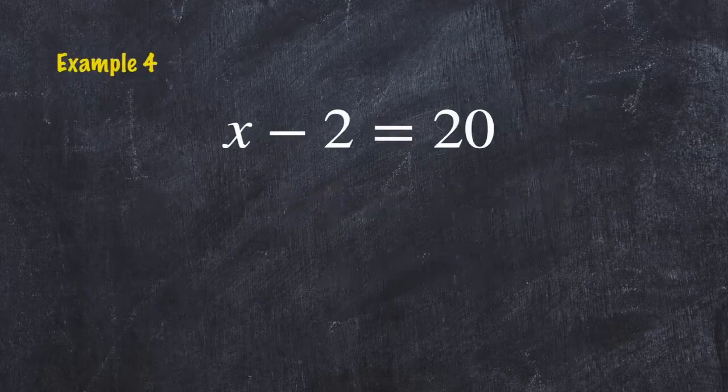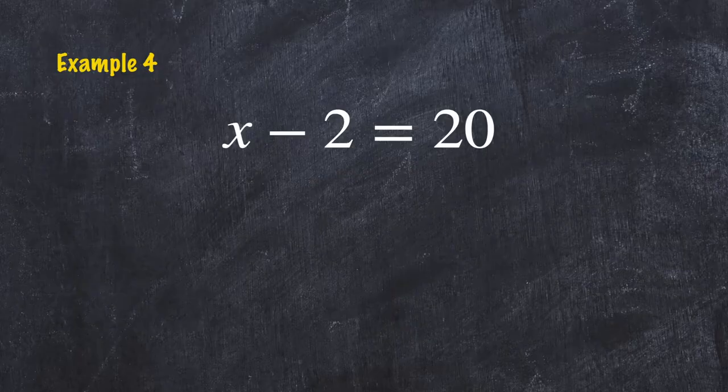Example 4. x minus 2 is equal to 20. Let me give you a few seconds to try this out. All right, let's solve it together. I know you have already guessed the answer, but let's go by the golden rule. What is the zero pair of negative 2?